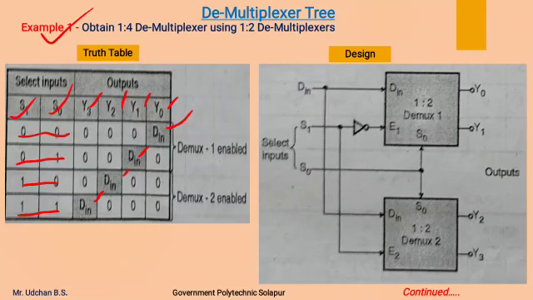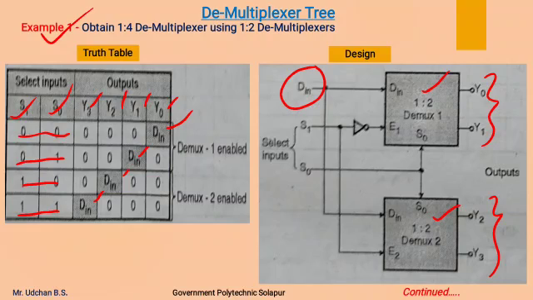Now for this design we require two 1:2 demultiplexers, each having a data input. The data inputs of both the demultiplexers are shorted together to form a common data input line. These are the two outputs of the first 1:2 demux, and these are the two outputs of the second 1:2 demux, which will form 4 outputs together.